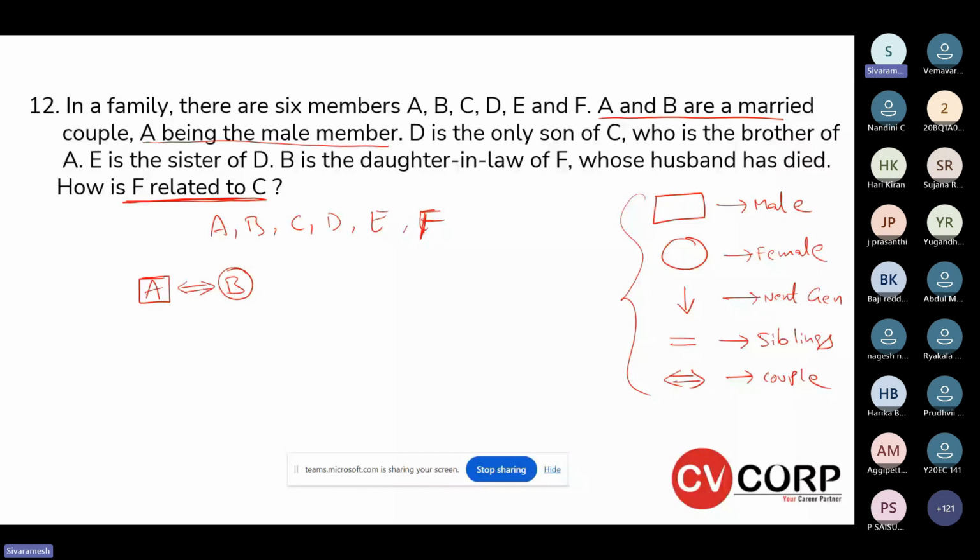D is the only son of C, who is the brother of A. They're talking about who is the brother of A, meaning C is the brother of A. So obviously here, if you observe, C is the brother of A.